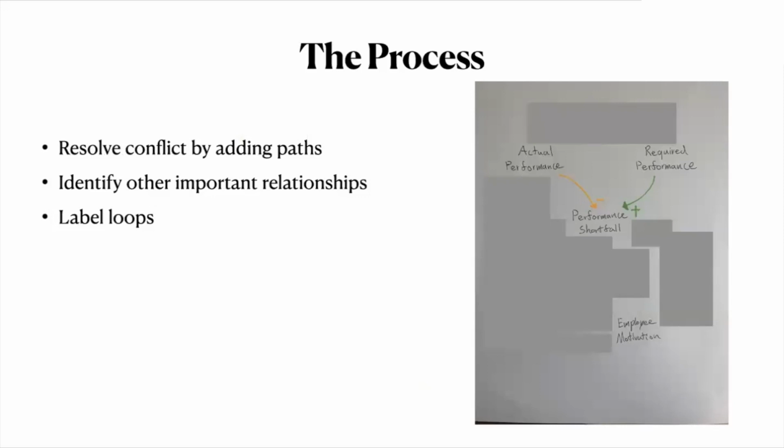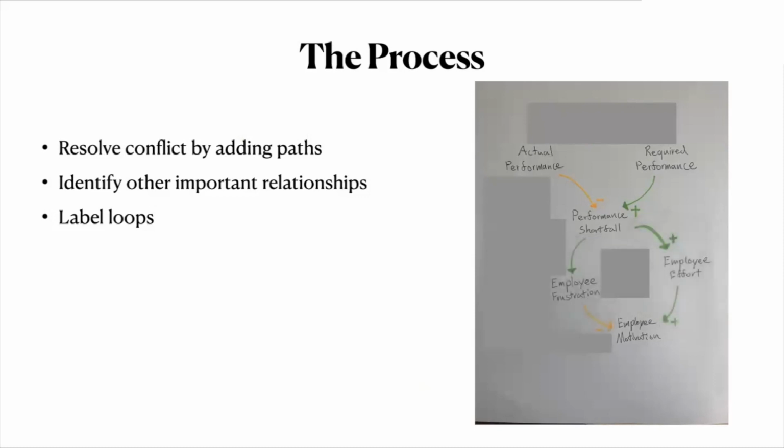So starting out, we have three variables: actual performance, required performance, and performance shortfall. Actual performance and required performance both individually affect performance shortfall. Now our job is to figure out how performance shortfall affects employee motivation. So as we said before, we're going to incorporate both paths.